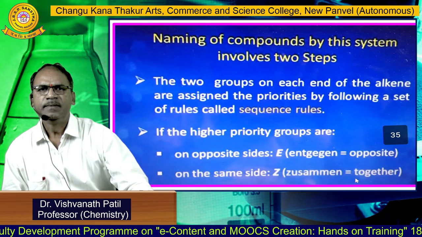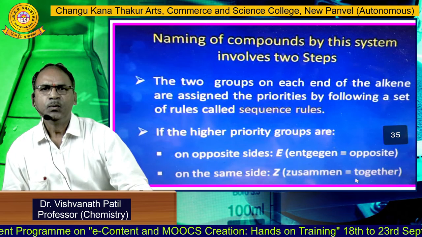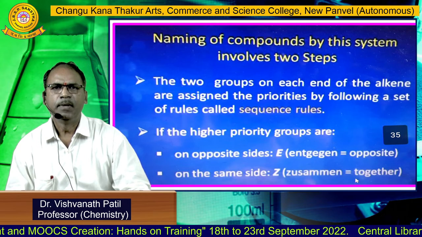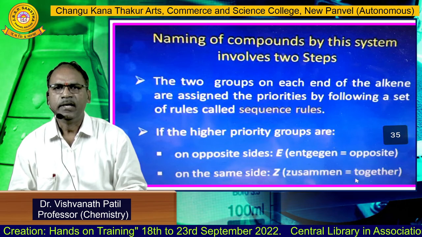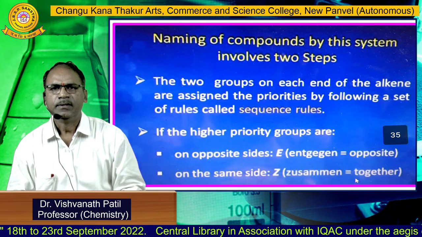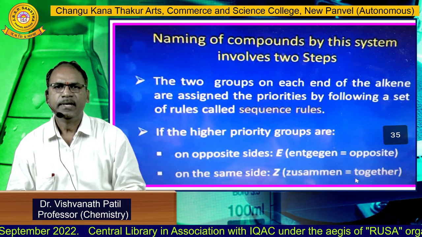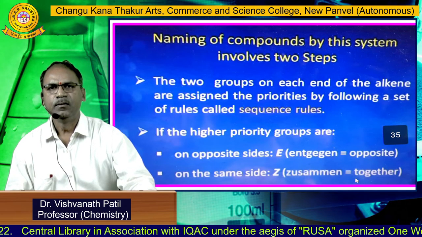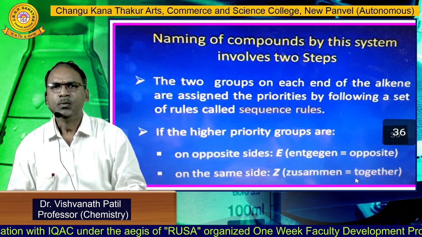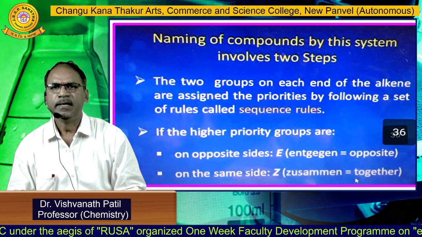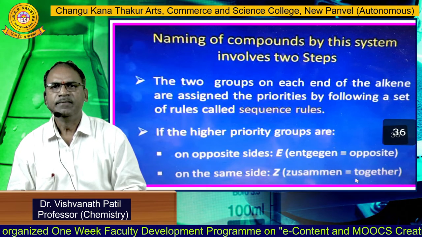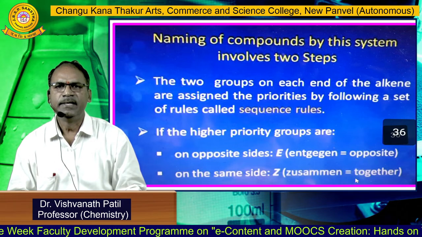Naming of compounds by this system involves two steps. The two groups on each end of the alkene are assigned priority by following a set of rules called the sequence rule. If the higher priority groups are on opposite sides, it is known as E, and on the same side is known as Z. So these are the E and Z nomenclatures.